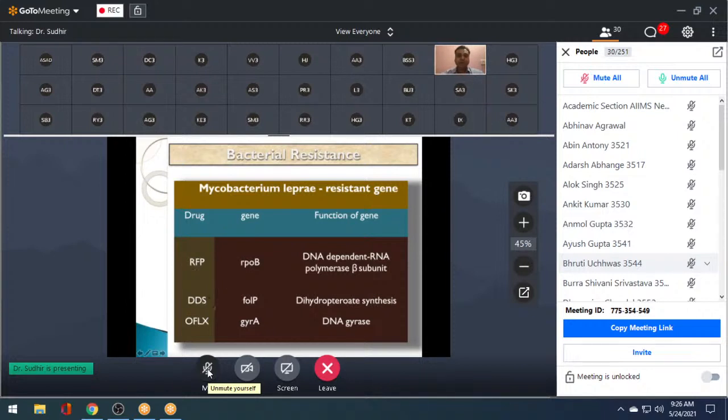Similarly, for dapsone, it is the folate pathway, so dihydropteroate synthase function is impaired. Similarly, ofloxacin, as you know, is a DNA gyrase inhibitor. So if the gyrA gene is altered or mutated, then the DNA gyrase function will not be inhibited in Mycobacterium leprae by these fluoroquinolones. So at least you should remember the names of the genes responsible for resistance in these bacteria. It is not only for this bacteria, it is also for Mycobacterium tuberculosis.